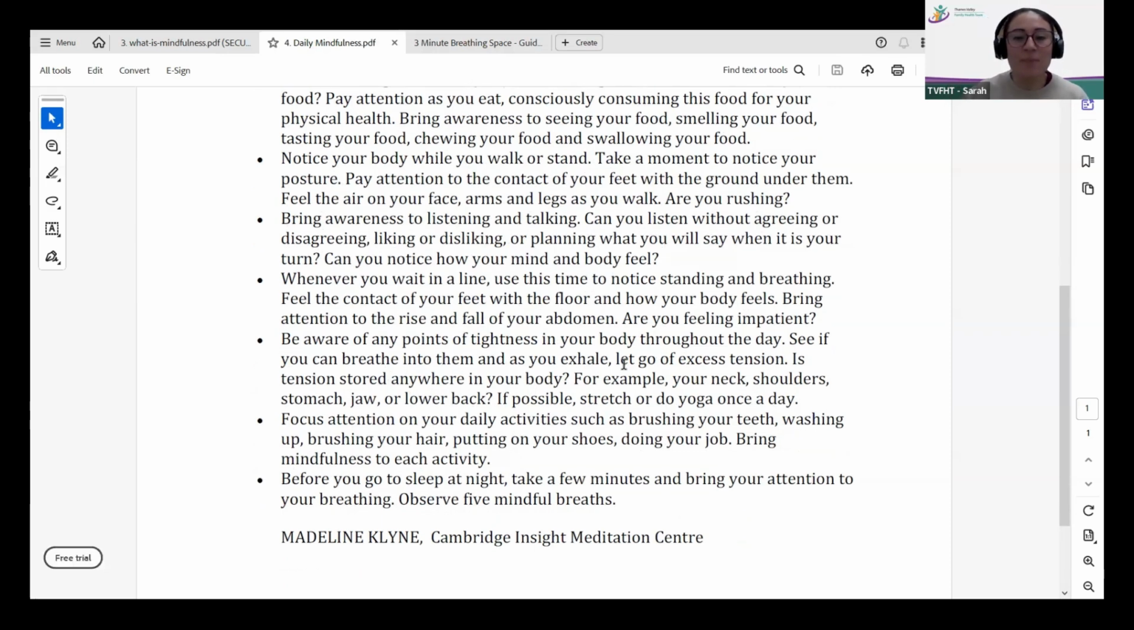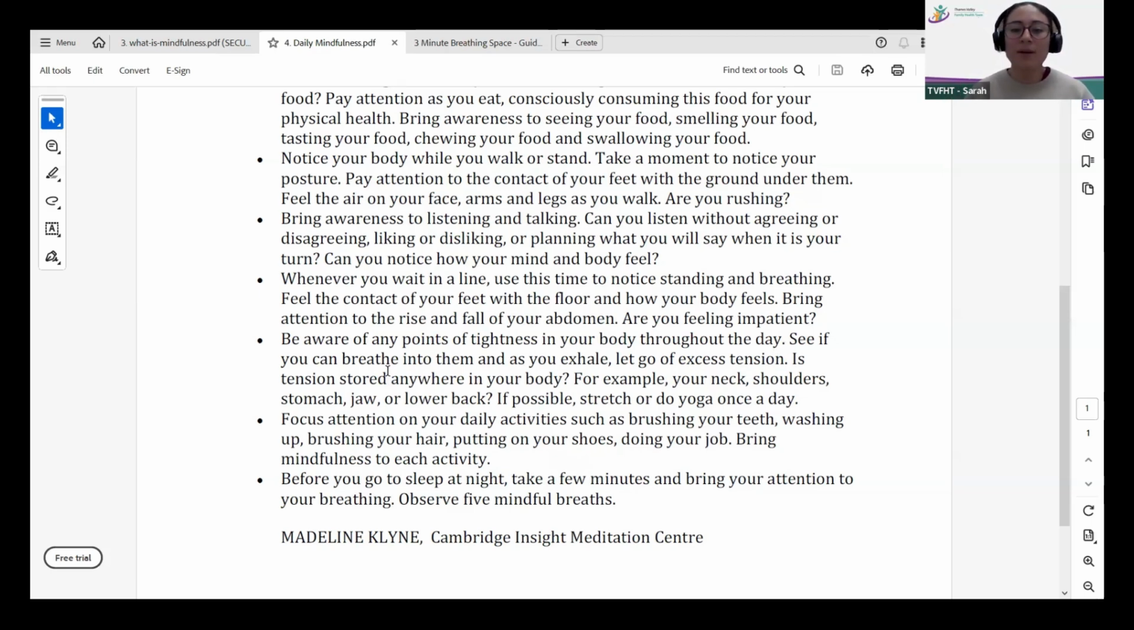And again, coming back to the body, if there are any feelings of tightness or tension throughout your day, see if you can take a moment to roll your shoulders down and let go of any excess tension that you're storing, maybe in the hips or the back. Maybe do a little bit of a stretch every half hour or hour in your day. And then again, just bring attention to your daily activities, even brushing your teeth, washing your hands, brushing your hair, any sort of task of everyday life.